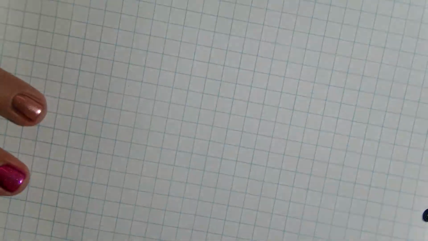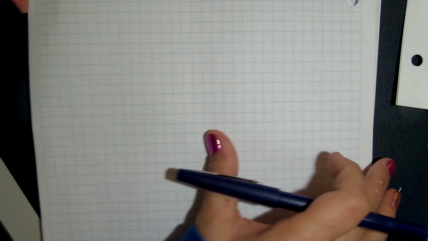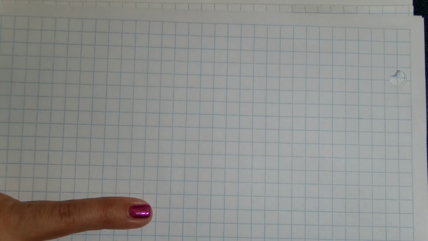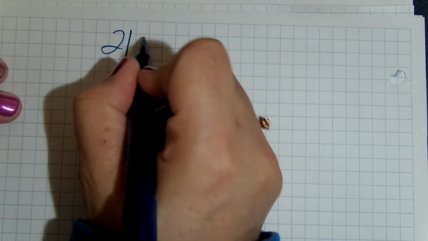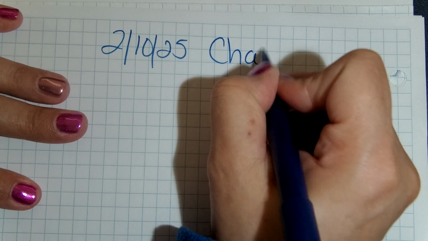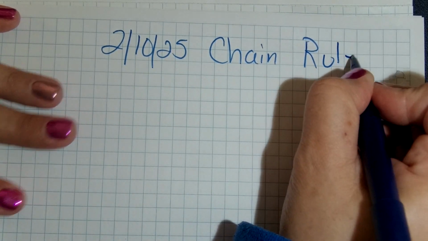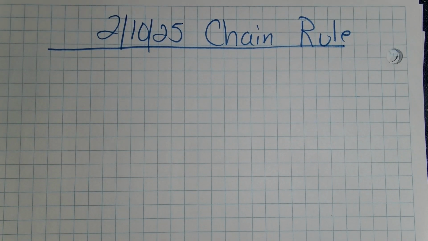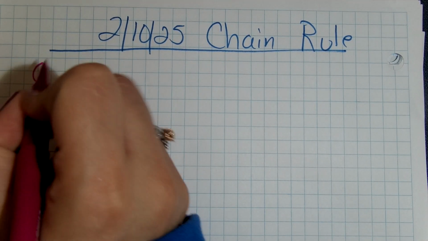Okay. So today is the 10th, right? So today is the 10th. We're going to be working on the chain rule. Before we get into the formula, we need some definitions, some vocabulary.